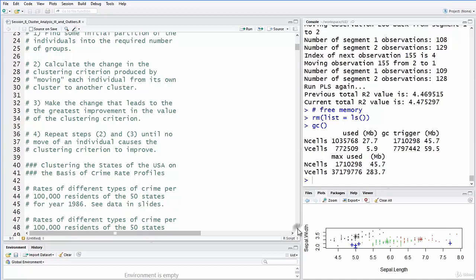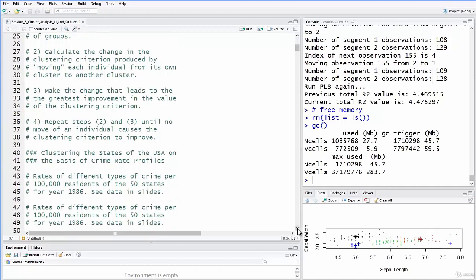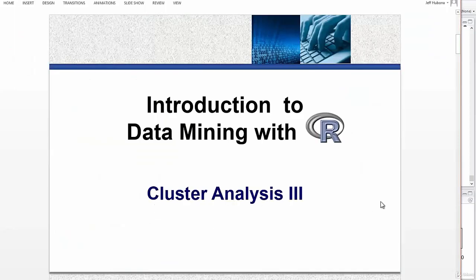Here's an example. Let's look at some data here. This is rates of crime, I believe, per 100,000 in different states of the U.S. So we have rates of arrests per 100,000 residents from the 50 states, including the District of Columbia. And I should note that, let's take a look at this.